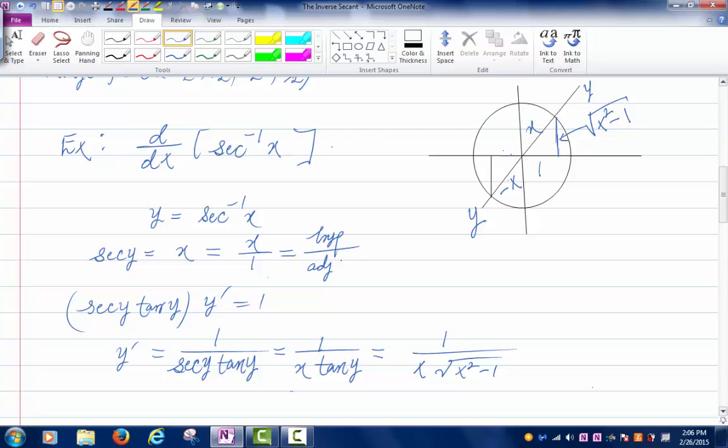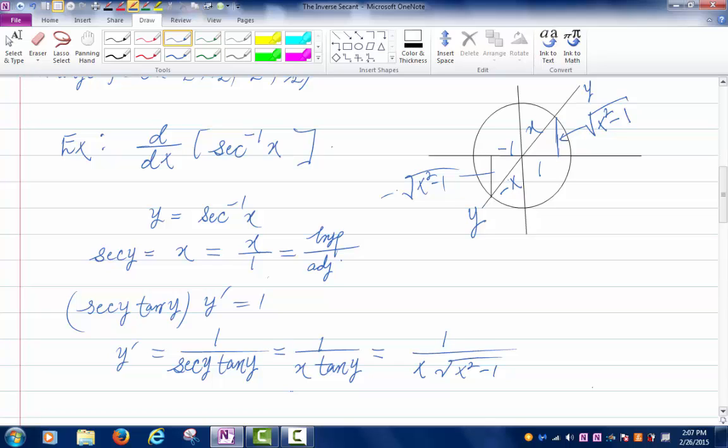And what should be the adjacent then? Because I know that secant of y is x divided by 1, so the adjacent has to be negative 1. And then the opposite is still what? The opposite is still root of x squared minus 1. Oh no, opposite is not positive root of that, right? Opposite would be the negative root of that, because it's on the other side of the x-axis. So then, once again, if I look at the tangent of y, I still get the same answer. Am I making sense? I still get the same answer.